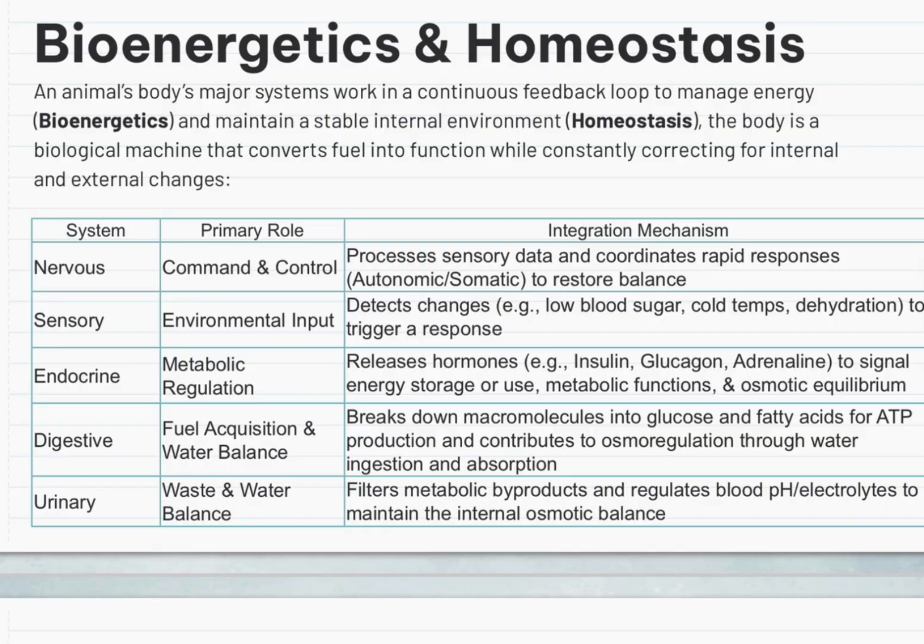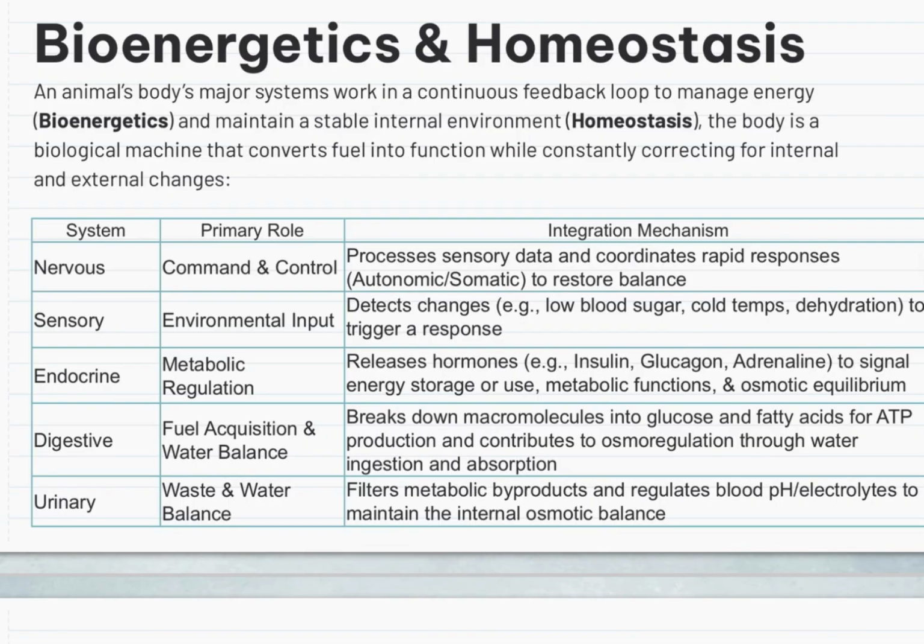Bioenergetics and homeostasis. An animal's body's major systems work in a continuous feedback loop to manage energy and maintain a stable internal environment. The body is a biological machine, and it converts fuel into function while constantly correcting for internal and external changes. Here is a short summary-like table to explain everything that we went over. Make sure to go back and check out the parts of the video if you need further explanation or you don't remember something mentioned in this table.